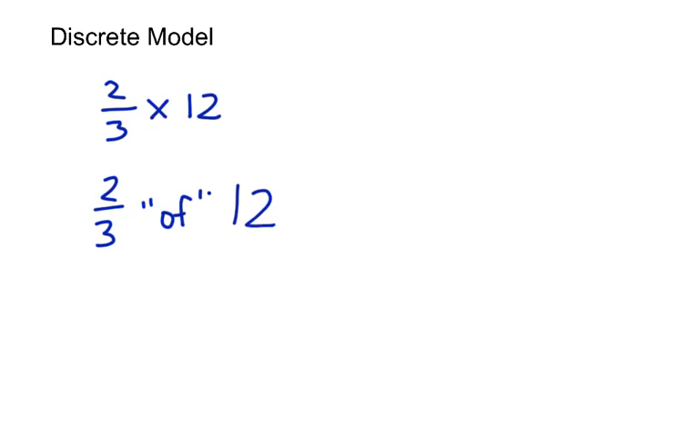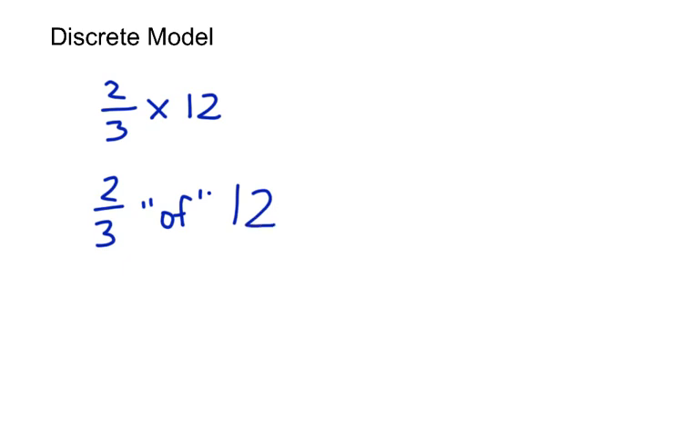The idea behind the discrete model is we make a little counter for each item that we have in our problem, whether it's a circle or an X or whatever it may be. In this particular problem, what we're going to look at is 2/3 times 12. Something we've talked about previously is that times for multiplication is often considered the word of. So what we want here is 2/3 of 12.